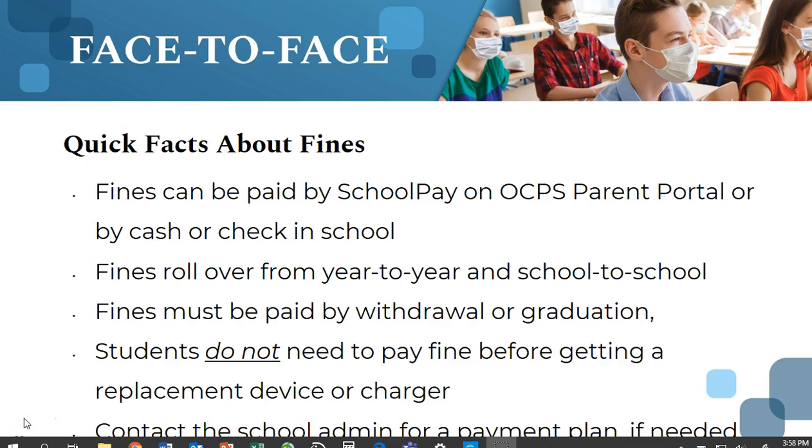Here are a few quick facts that may answer your most common questions about fines. First, if your child gets a fine, you will receive a fine notice by email, which is the one that is located in our school system. Secondly, you can choose to pay your fine by credit card on SchoolPay, which you can access from the OCPS parent portal, or by cash or check at our school in the front office. Third, students' fines roll over from year to year and school to school until the student withdraws from OCPS or graduates, whichever comes first. When that happens, fines must be paid in full.